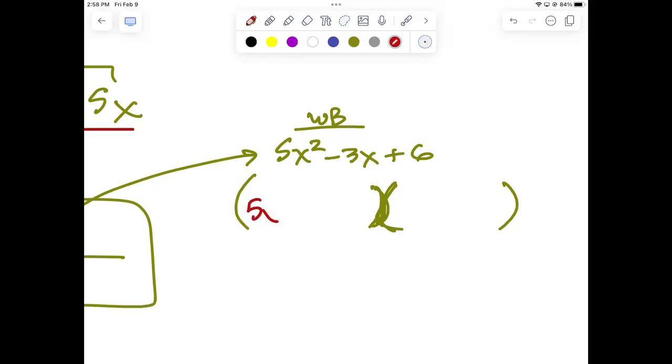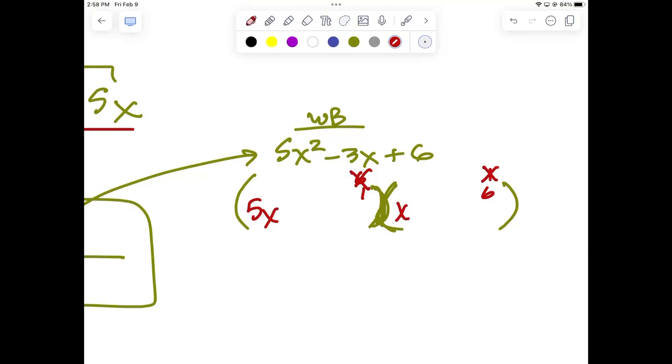5 is prime. That's nice. So if it's going to work, it's going to be a 5x and a 1x. 6 is not prime. So it's either going to be a 6-1 combo or a 1-6 combo. Let's see if it's going to be one of those. Let's try the 6-1 combo. You get a 6 on the outside and a 5 on the inside and a 5 on the outside. 6 minus 5 is 1 and 6 plus 5 is 11. We're trying to hit a 3, so it's not going to be a 6-1 combo.